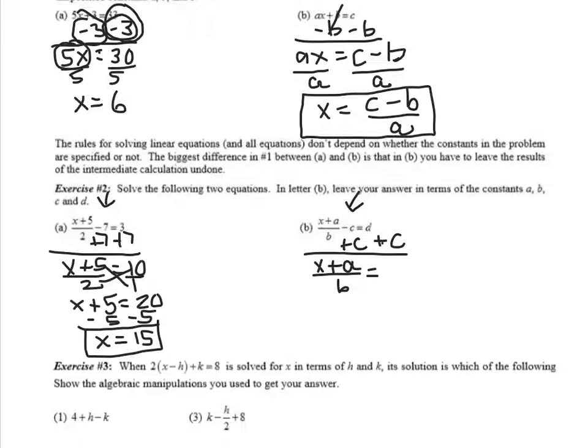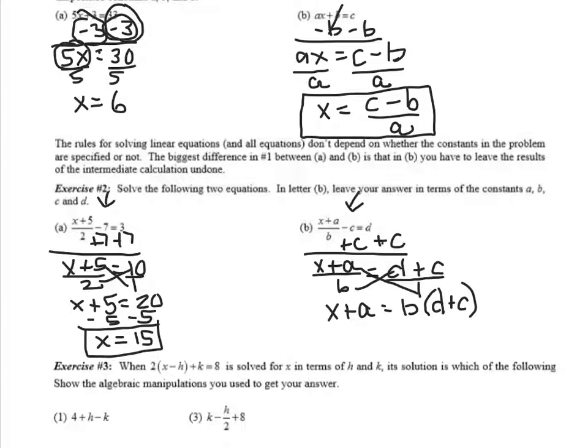We end up on this side with not a number, but with an expression d plus c, which I can still put over 1 and cross multiply to solve. 1 times x plus a is x plus a. The equals goes in the middle. And b times d plus c will look like this. b times d plus c.